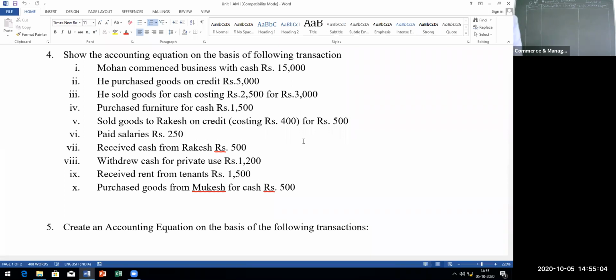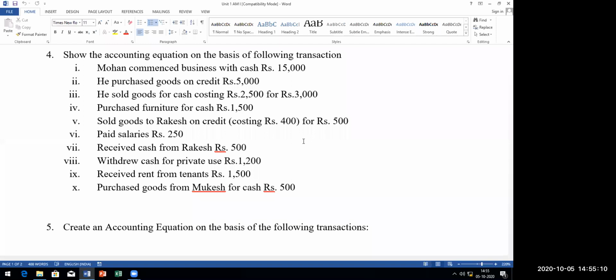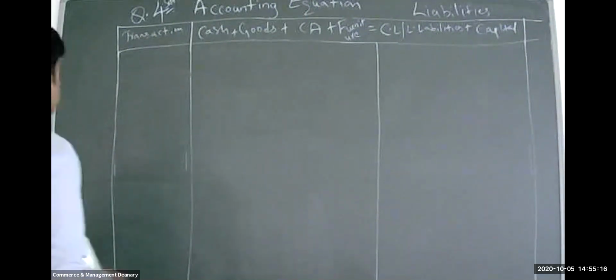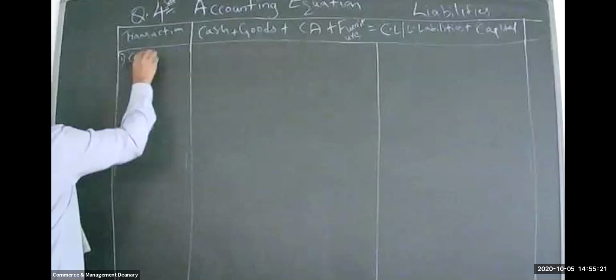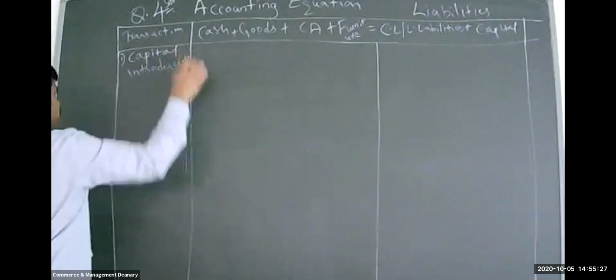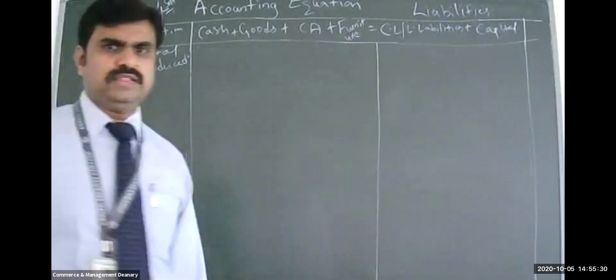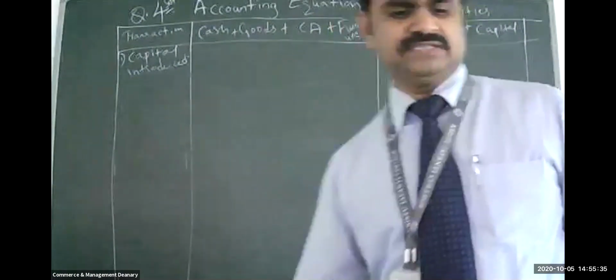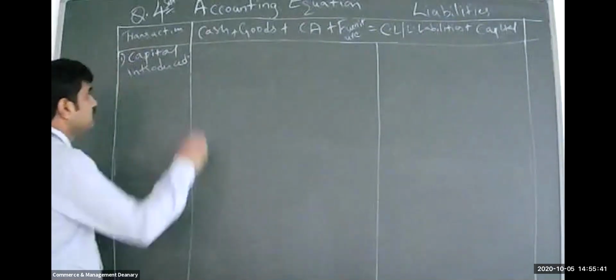So what is the first transaction? Capital introduced. Mohan commenced business with cash 15,000. So how will you write it? Capital introduced. What is it starting with, cash or goods? Cash. How much cash is being brought? 15,000. So where should I write? In the cash column 15,000 and capital 15,000.